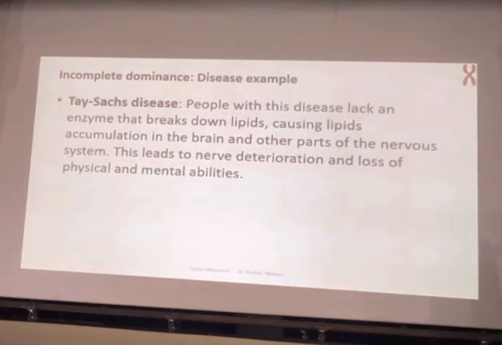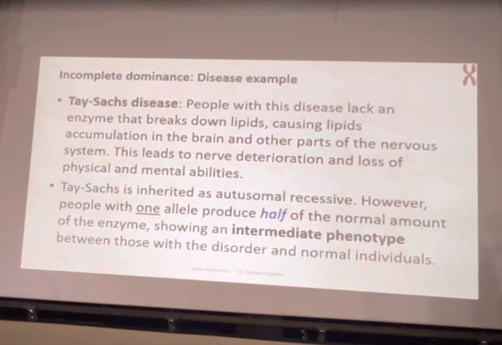Another example of incomplete dominance is Tay-Sachs disease, where people lack an enzyme that breaks down a lipid, and it leads to the accumulation of this lipid in nerve cells particularly, and it leads to physical and mental disabilities. Although we can say there are 2 patterns of inheritance. Although it is inherited as autosomal recessive, in a certain percentage of the population that has been studied, it's been found that those people that have 1 allele produce only half of the amount of that enzyme, that protein.